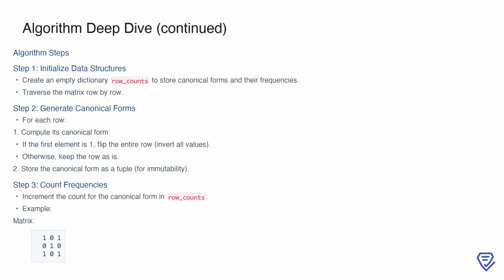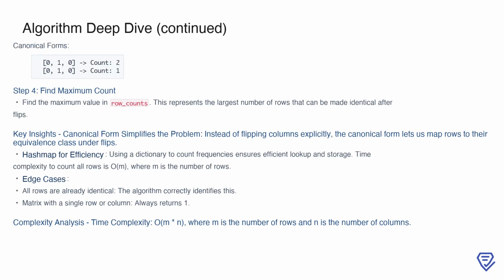For example, in the matrix 1 0 1, 0 1 0, 1 0 1, the canonical forms are computed for each row, and their frequencies are updated in the hash map. After processing all rows, the canonical forms and their counts might look like this: 0 1 0 appears twice, and its count is 2. This represents rows that can be made identical after flipping. To determine the result, we find the maximum count in the row_counts dictionary, which corresponds to the largest group of rows that can be made identical through flips. This approach eliminates the need to explicitly flip columns, as the canonical form allows us to group rows by their equivalence class under flips.